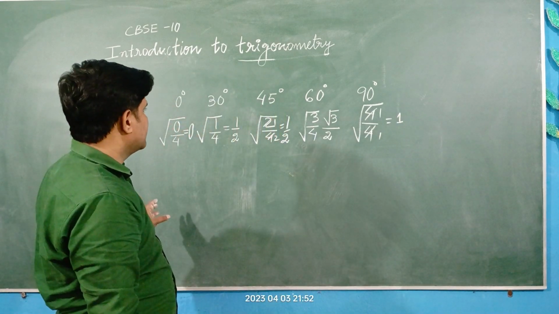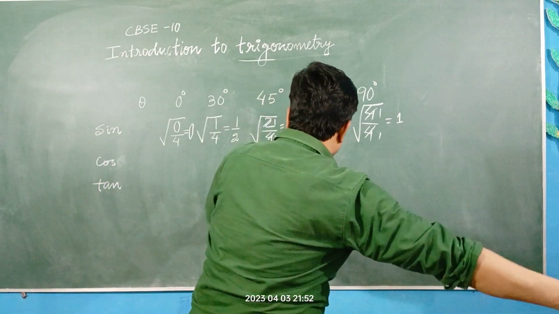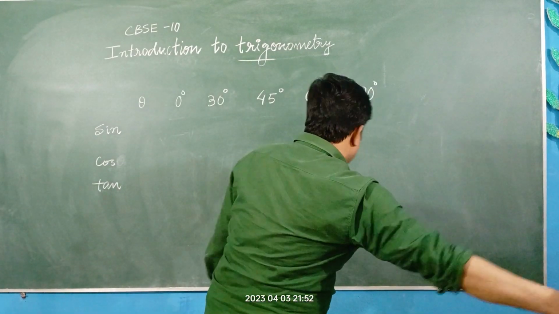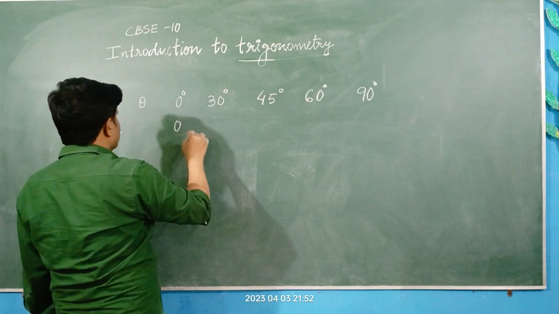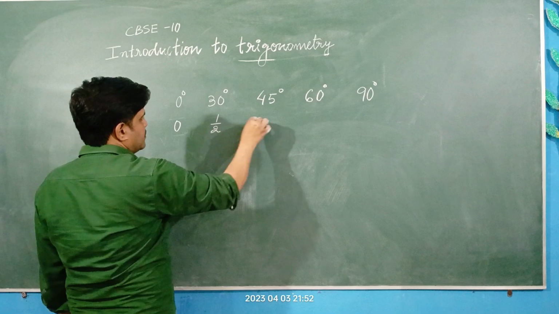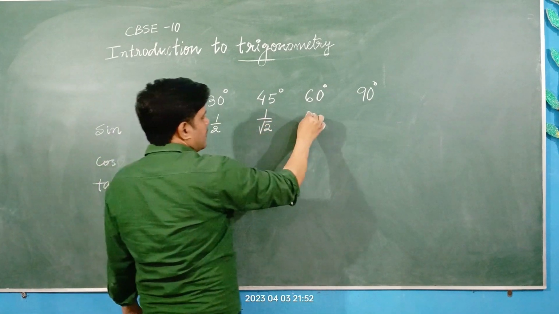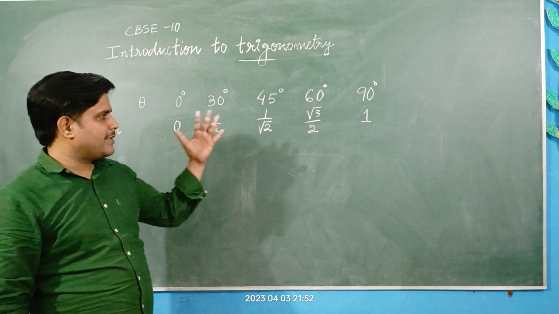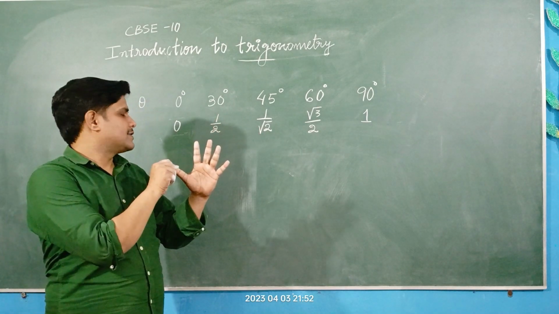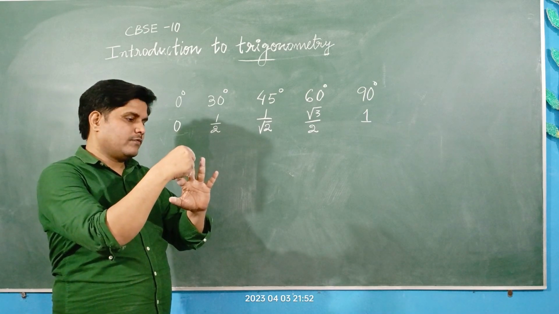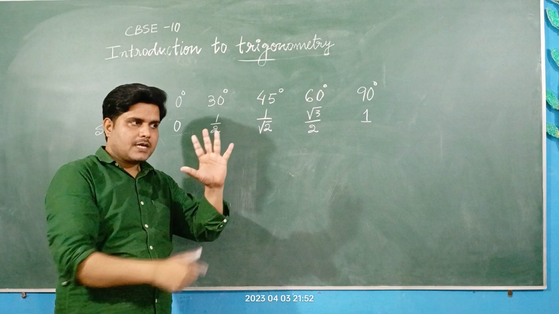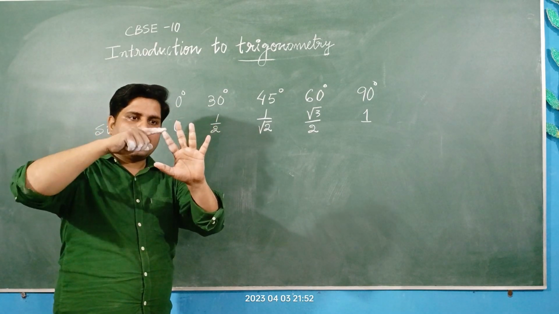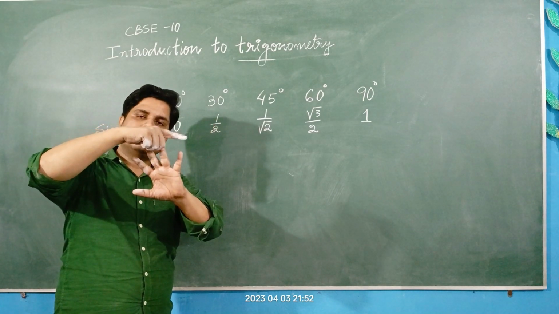This is a hack to remember this. If you can remember it directly, no problem. I can directly write it here for you. By doing some questions, you will remember this. No issues at all. Sine 0 degree is 0. At 30, it is 1 by 2. At 45, it is 1 upon root 2. At 60, it is root 3 by 2. And at 90, it is 1. Now, if you try to remember it with your left hand, you can remember this as 0, 1 by 2, 1 by root 2, root 3 by 2 and 1.